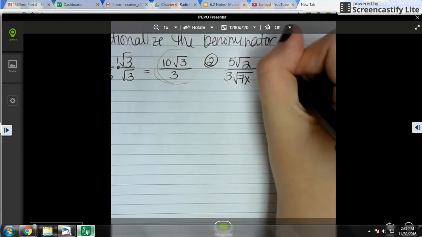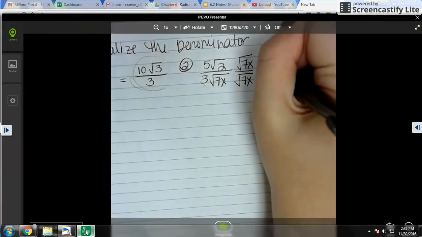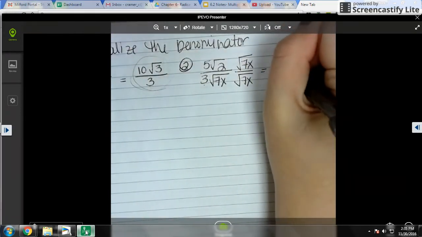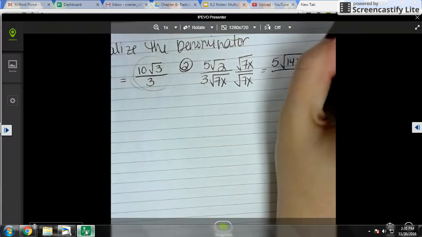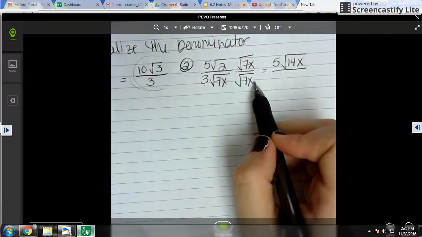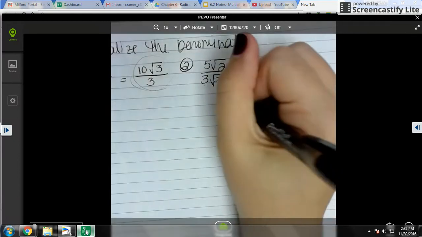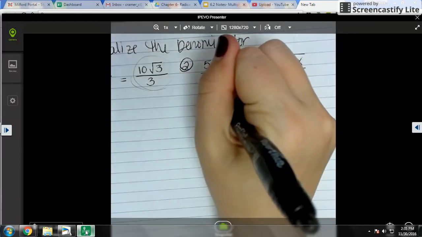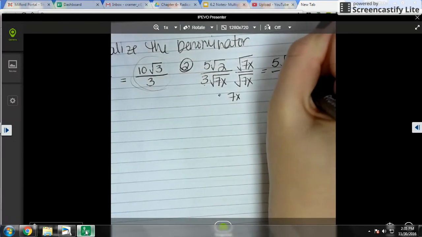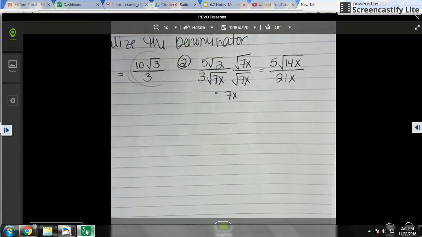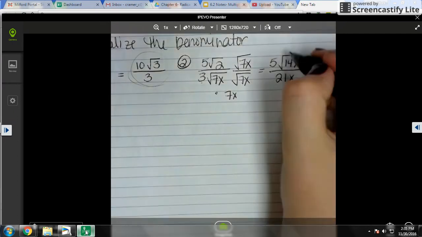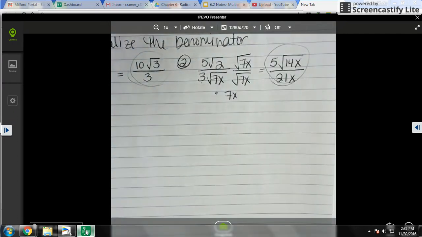So now when we multiply it on top, we get 5 on the outside, and we get 14x on the inside. And on the bottom, radical 7x times radical 7x is 7x. And then 3 times 7x would be 21x. And then we would try to simplify it, but it does not simplify there, so that's our final answer.